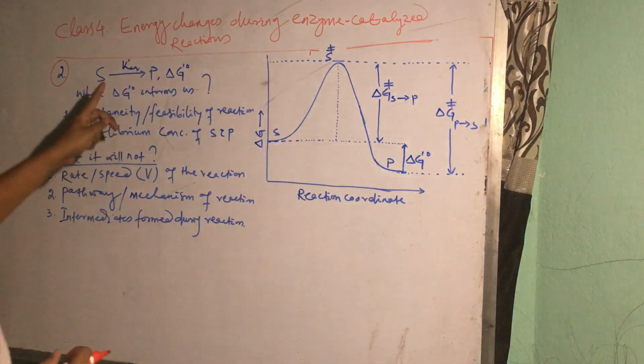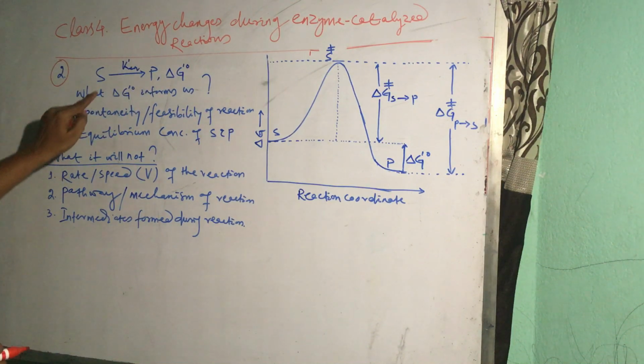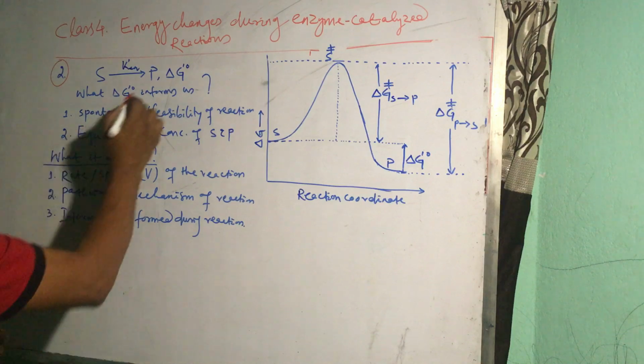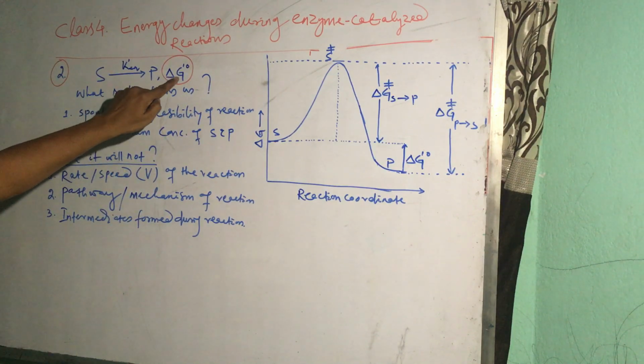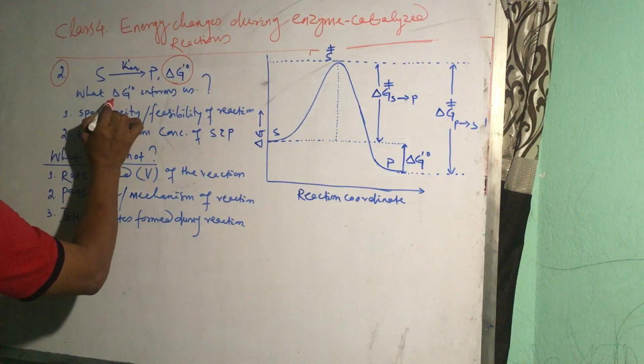Now we'll come to what delta G will tell us about the reaction. Suppose a reaction is going on, a very simple reaction, where substrate is converted to product. It is a unimolecular reaction and the standard free energy change is delta G prime 0. So what will it inform us?